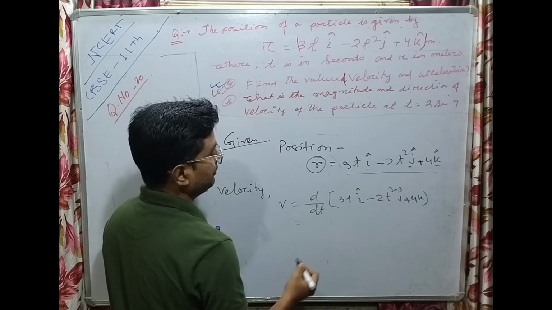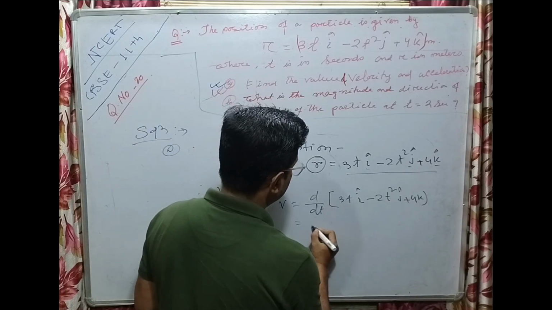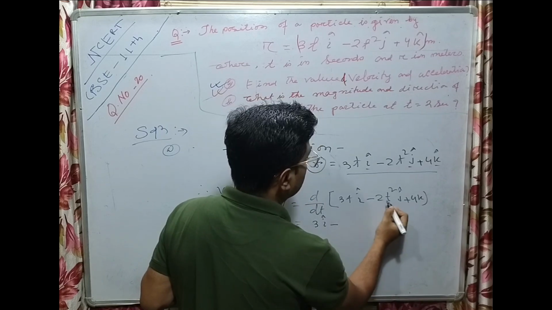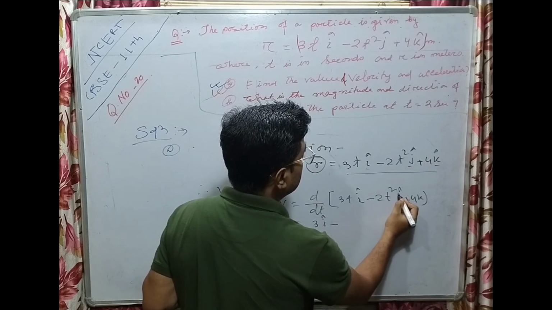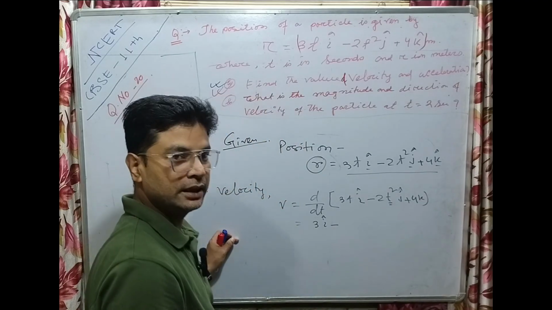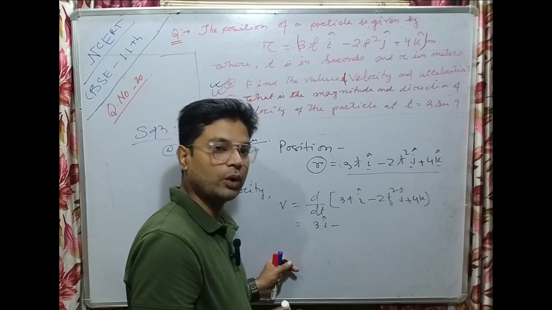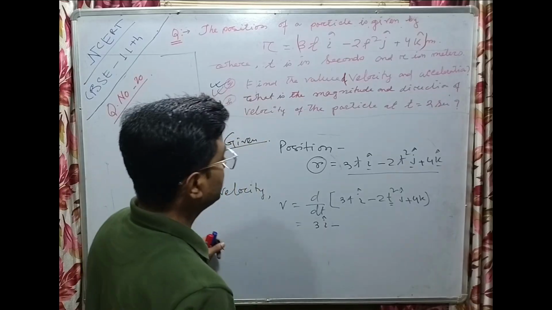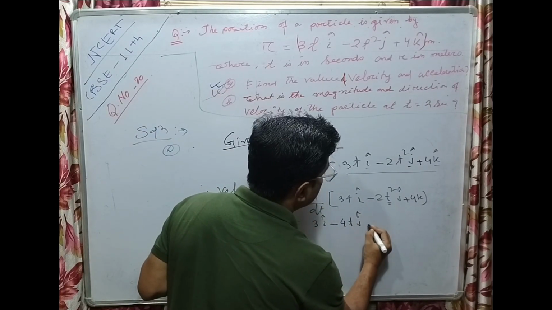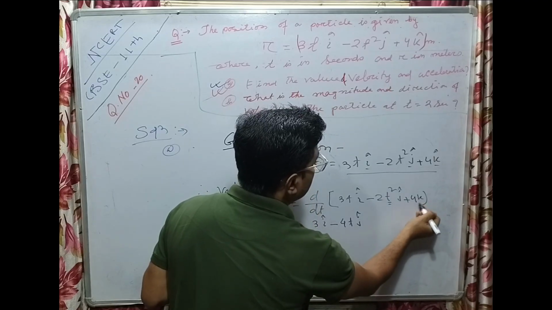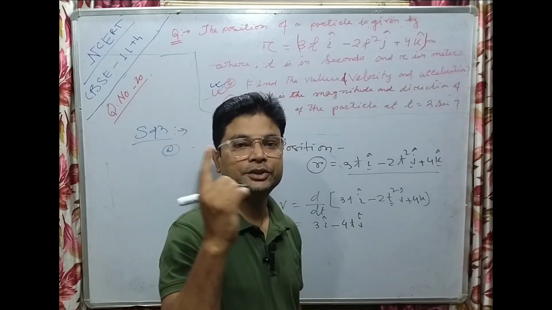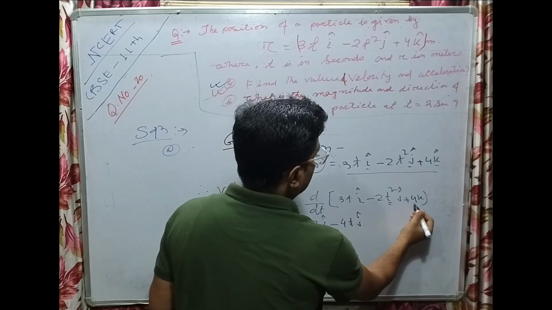Now the result will be: differentiation of 3t i cap will be 3 i cap, minus 2t² j cap. Differentiation of t² is 2t. Then 2 into 2, 4t j cap. And differentiation of 4, remember, differentiation of any constant is 0. Therefore, no need to calculate this.